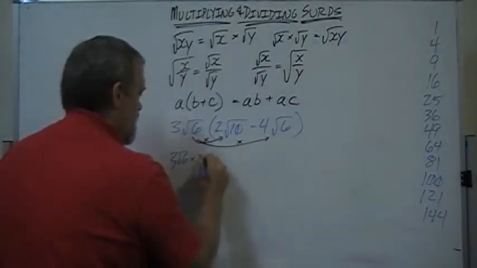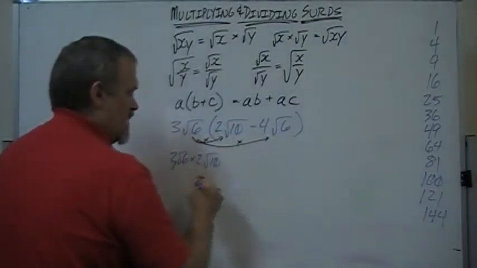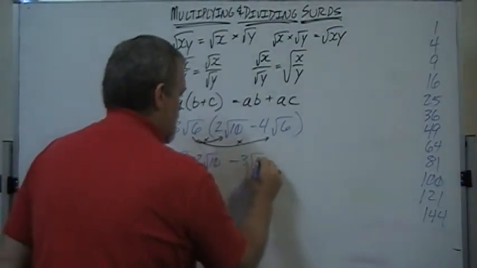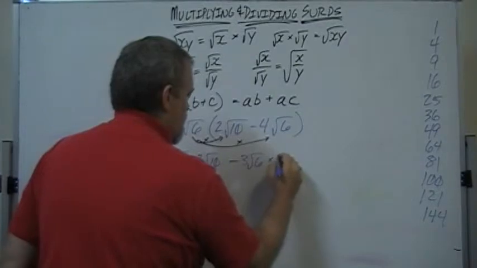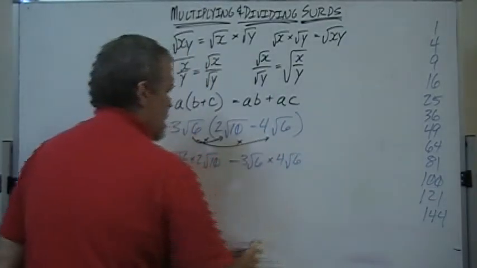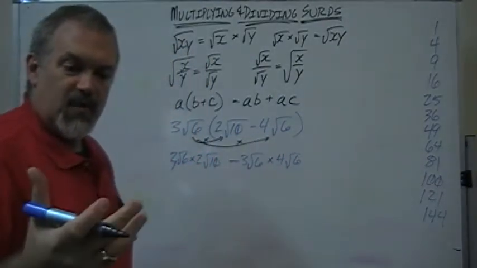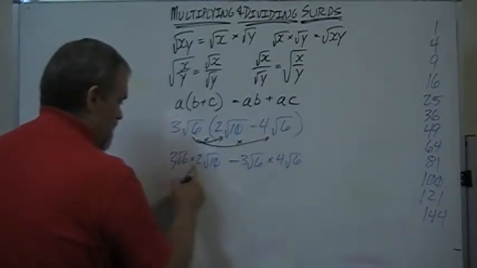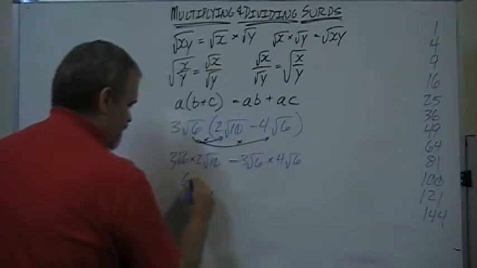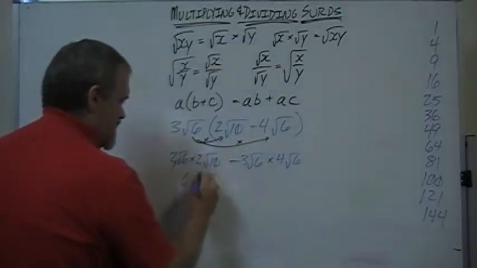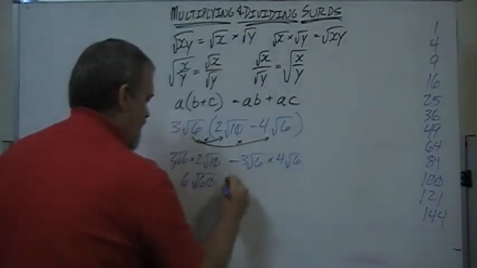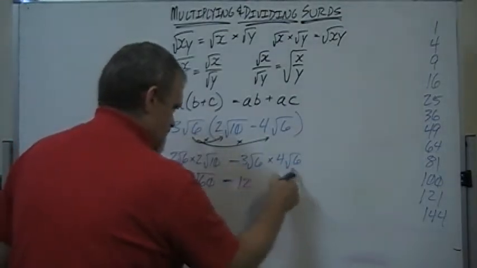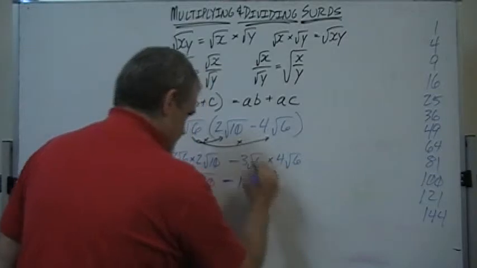times 2 root 10. What's in the middle? A minus. Then we have 3 root 6 times 4 root 6. And then all we have to do is multiply like we did before. So we get the numbers together. 3 times 2 is 6. 6 times 10 is 60. Minus 3 times 4 is 12. And 6 times 6 is 36.